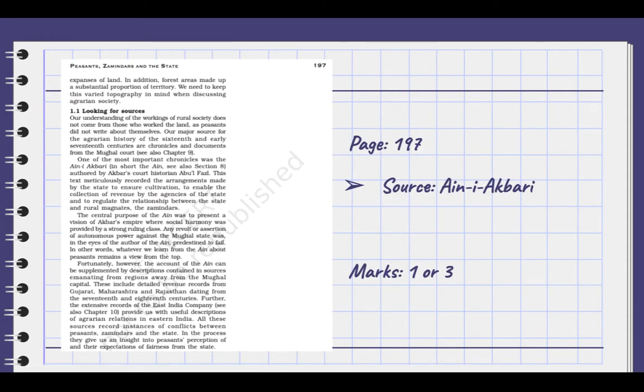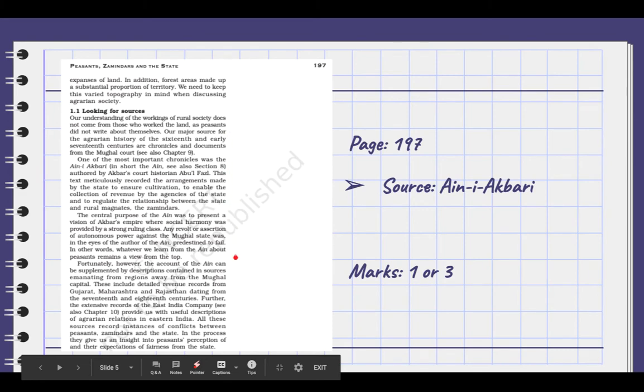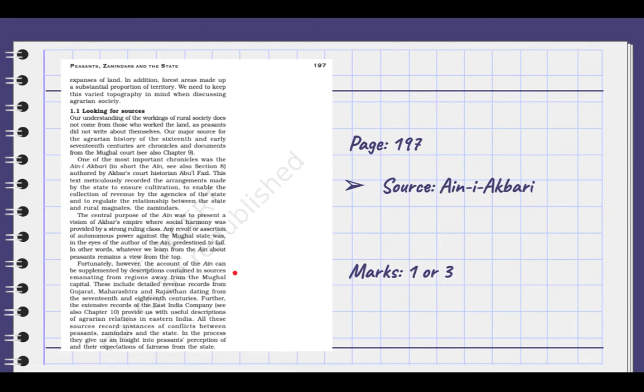Right, so then let's start with page 197, and the first thing that we discuss is the Ain Akbari. Remember, the Ain Akbari has been given here, and also at the end of the chapter there is a section on Ain Akbari in the subsequent chapter, that is chapter 9. So there can be lots of 8-marker questions from the Ain Akbari, in which case you need to study the Ain Akbari across these 2 chapters together. Okay, don't study them separately.